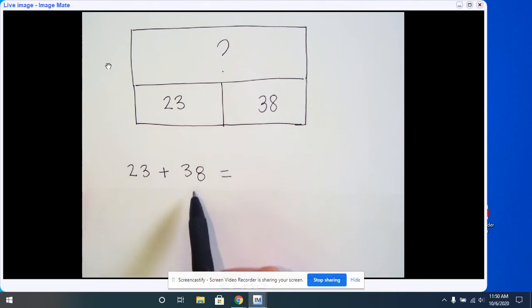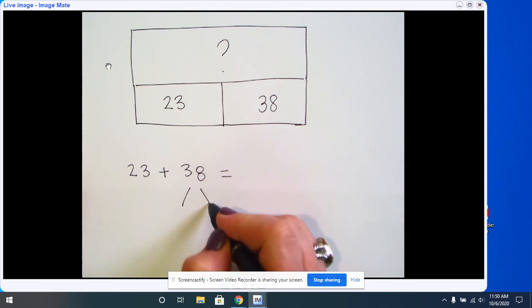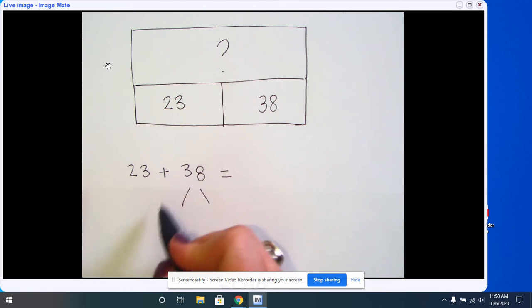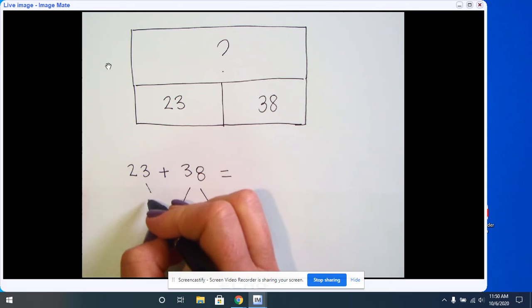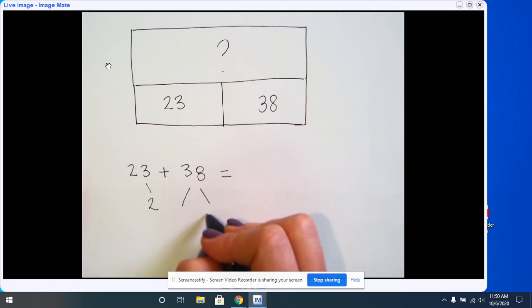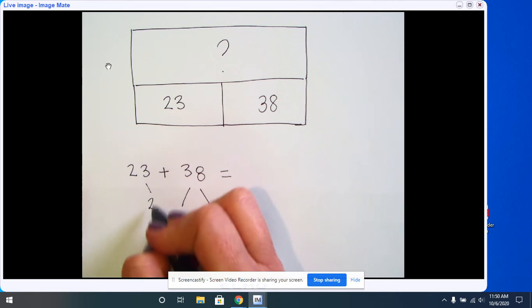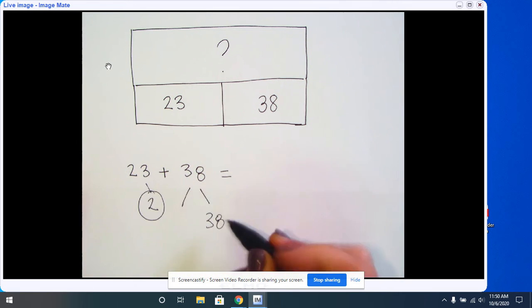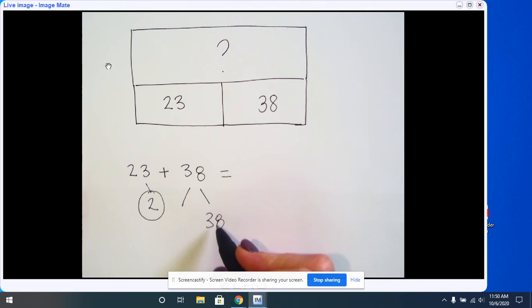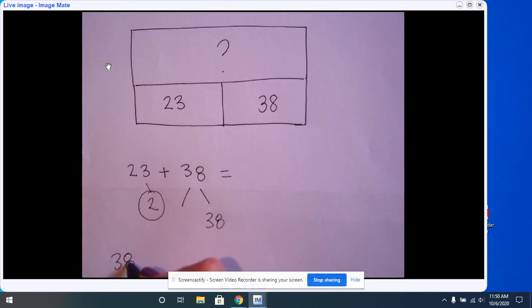Okay. I am going to use the trick of making a 10. 38 needs 2. So we got 38. And I'm going to take 2 away from 23 and make this 40. Okay, so I'm going to do 38 plus 2. There goes our lights again. So can you see it well enough? I think you can. All right, 38 plus 2 equals 40.